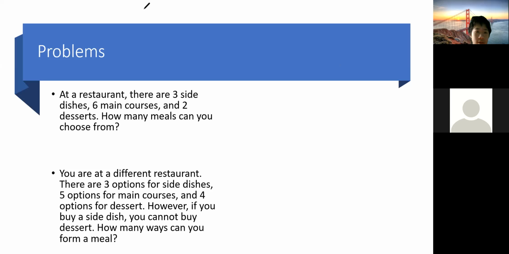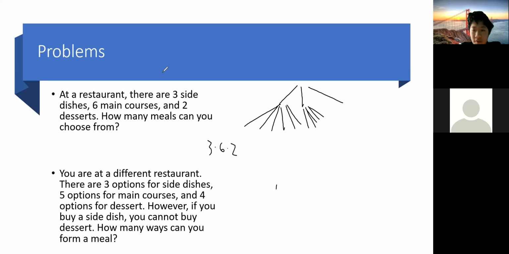Okay. First one, the answer is 3 times 6 times 2. Well, why? You can make a tree map out of it. Let's say we first choose the side dish. So we got 3 choices here, 6 main courses. So out of each side dish we choose, we have 6 main courses that can branch out of it.